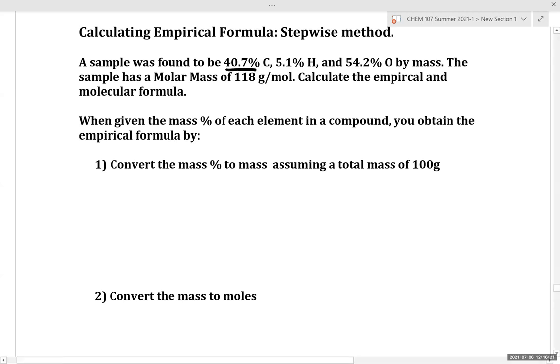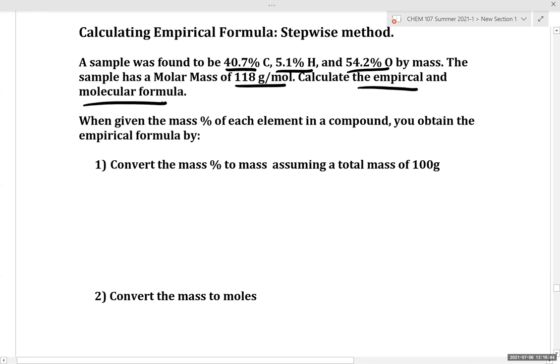So a sample was found to be 40.7% carbon, 5.1% hydrogen, and 54.2% oxygen by mass. The sample has a molar mass of 118 gram per mole. In this case, we're asked to calculate the empirical and molecular formula.